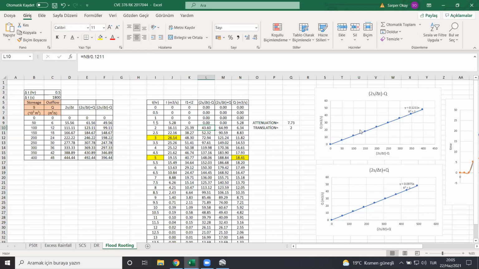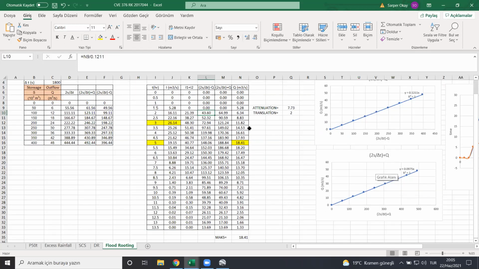You'll draw this one, but don't forget this Q will be on the y-axis and this one will be on the x-axis. And you'll draw discharge versus 2S divided by delta T plus Q. You'll draw these graphs. You'll take the equation of the graph. So these are basically your slopes.